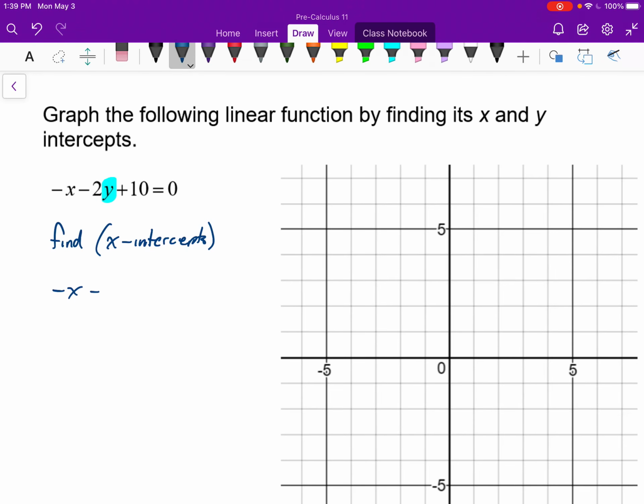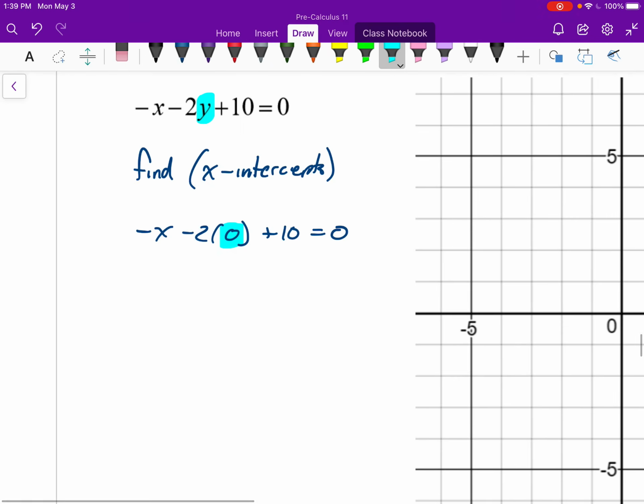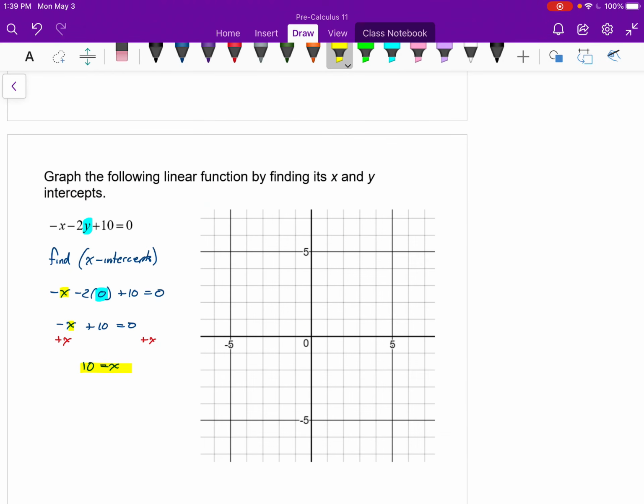If I get negative x minus 2 times 0 plus 10 equals 0. And the nice thing is that 0 is a great number. That middle term of negative 2 times 0 is just 0. Really, I just have negative x plus 10 equals 0. So if I can solve for x now, I know my x-intercept. It's pretty easy to solve for x if I just add x to both sides. Because then I have 10 on one side, I have x on the other. There's my x-intercept.